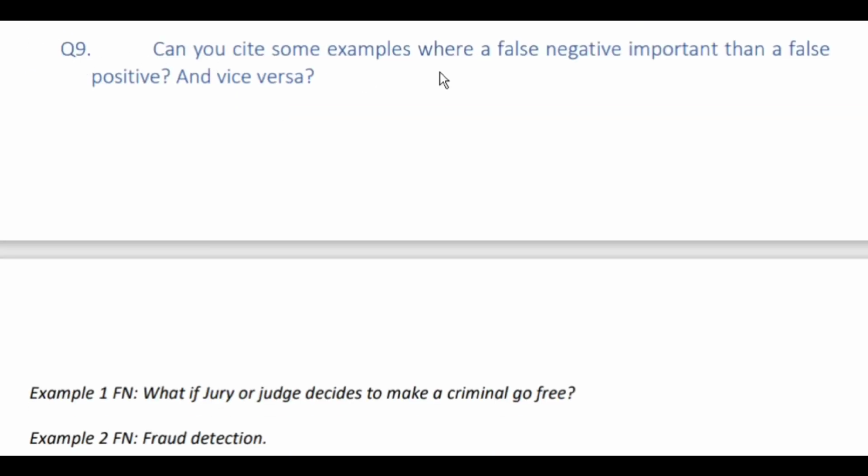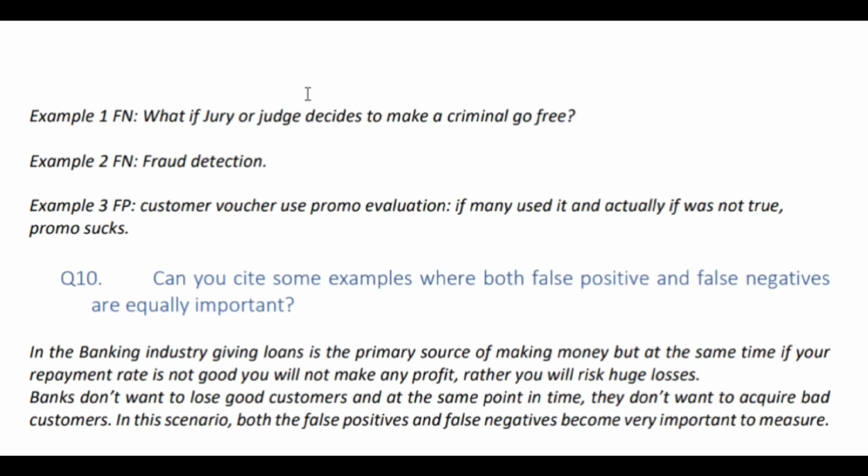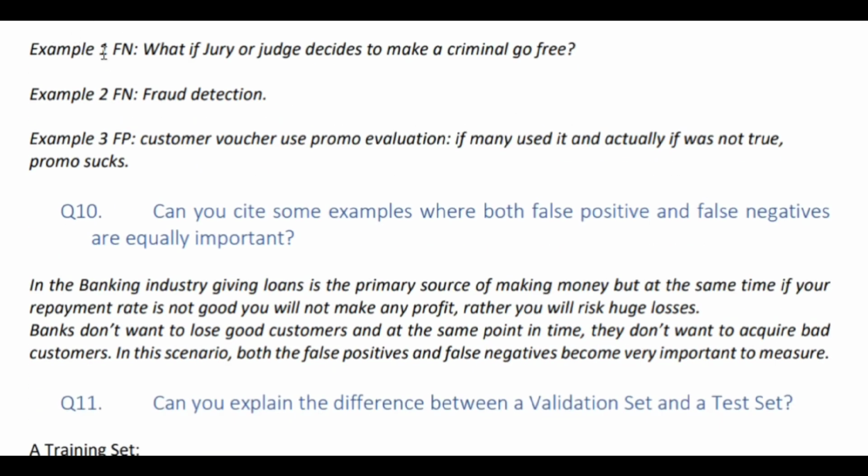Question number 9. Can you cite some examples where a false negative is more important than a false positive and vice versa? Example 1. False negative, that is FN. What if a jury or judge decides to let a criminal go free? Example 2. False negative, fraud detection.